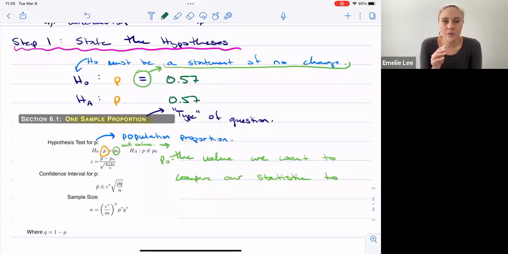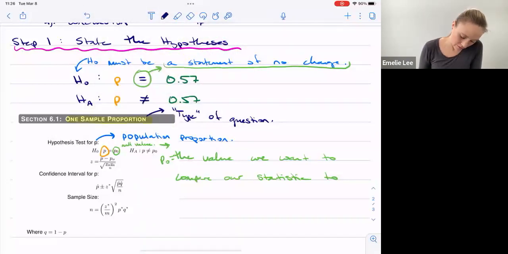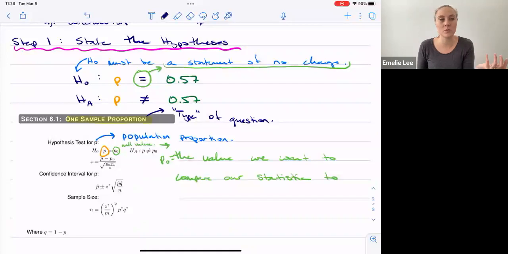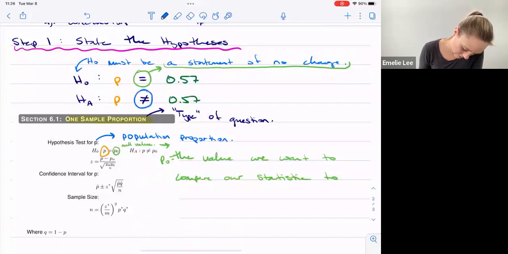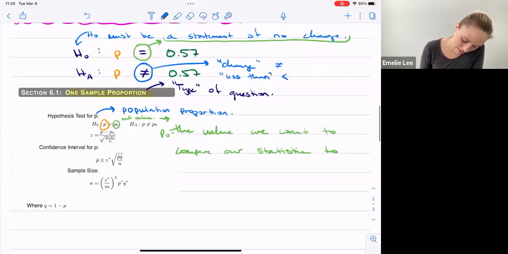Those just transfer down, and then for your alternative hypothesis, because we want to know if there's been a change, we have not equal to here. If there's been a change, then P is not equal to 0.57. So here, the word change means not equal to. If we had less than, it would be less than. If it's greater than, then it would be greater than.